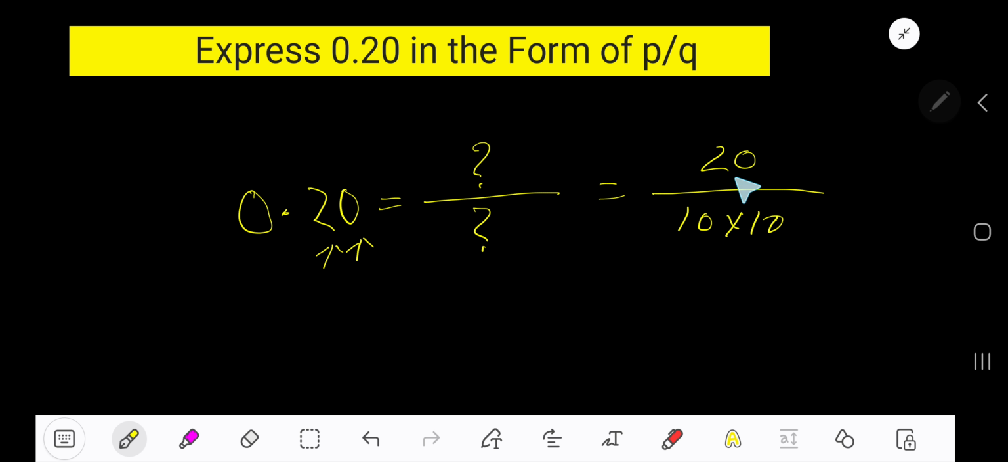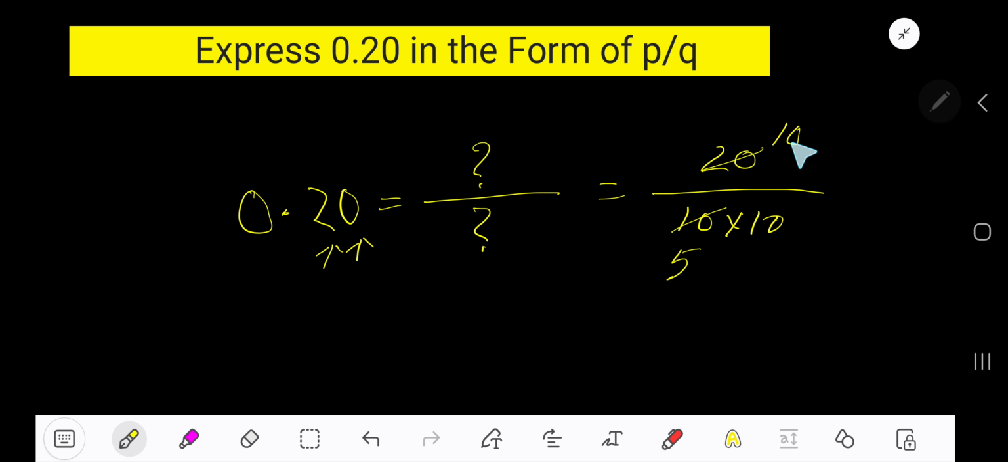Now we need to reduce this fraction. How to do that? Look, we need to divide the numerator and denominator by a common number, which is called a factor. This is divisible by 2, this is divisible by 2. If you divide this 20 by 2, I will get 10. And if I divide this 10 by 2, I will get 5.